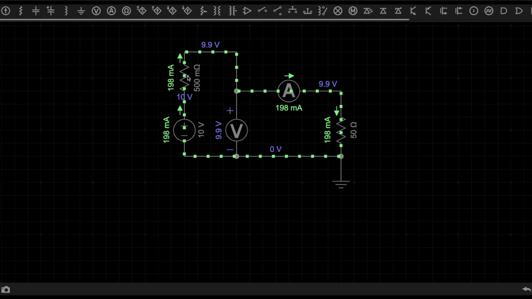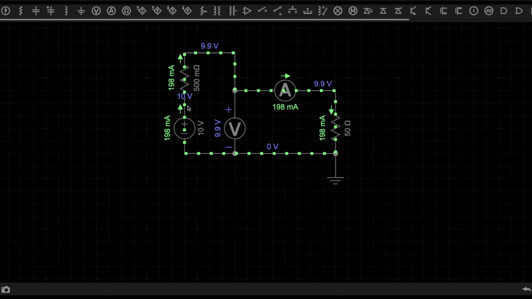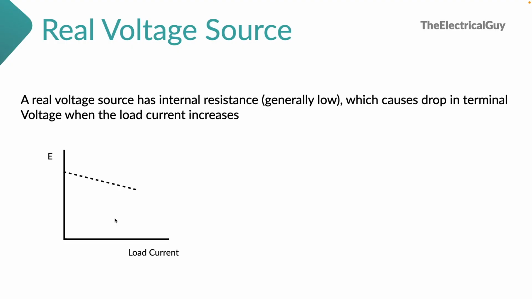So that is nothing but the practical voltage source. You can also see in the graph, when the load current increases, the terminal voltage decreases. You see here, the load current increased, but the terminal voltage also dropped. So that is the real voltage source. And the real voltage source is represented by simply the ideal voltage source, and in series with that you can show a resistance. That is the representation for a real voltage source.